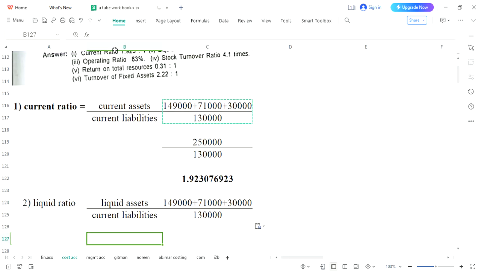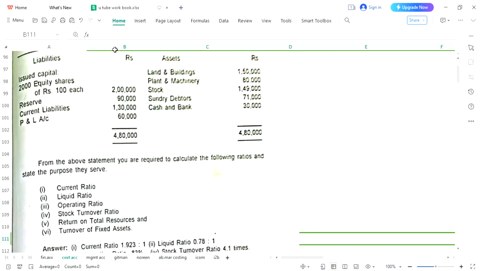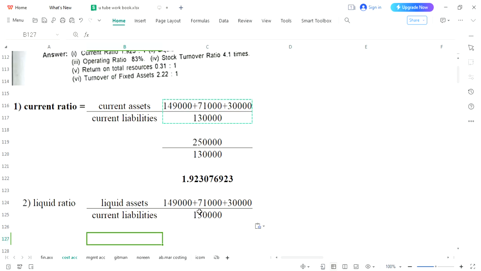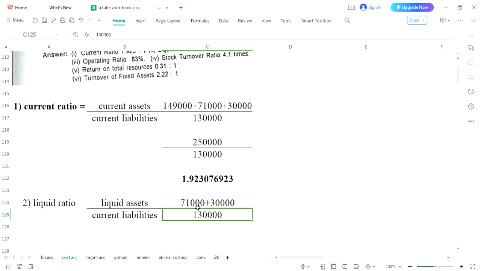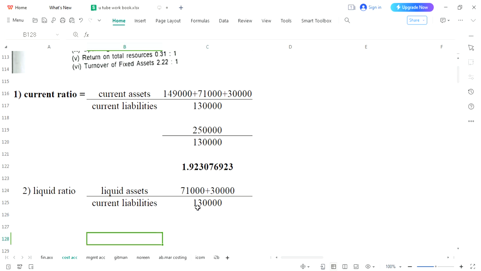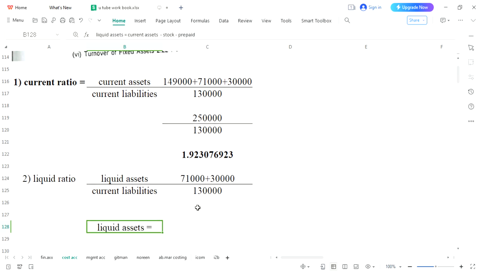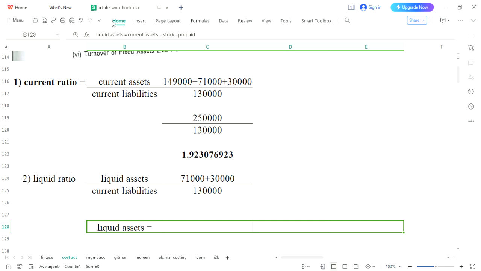As you know, in liquid assets we do not take stock and prepaid, and here the value of stock is 149. So this is the direct method. You will only be removing stock from here. So in this way liquid assets are calculated. Second method is indirect. Liquid assets are calculated by subtracting stock and prepaid from current assets. This is our formula for liquid assets.